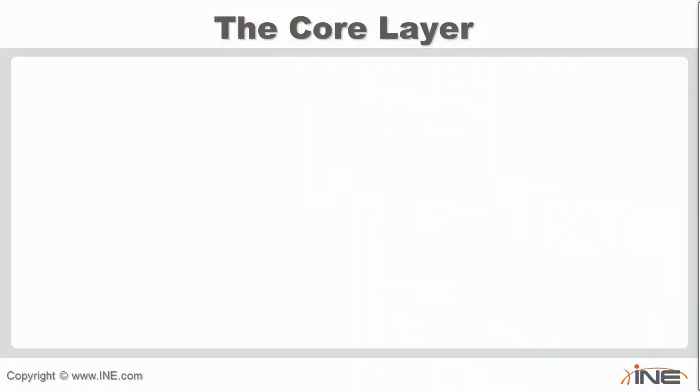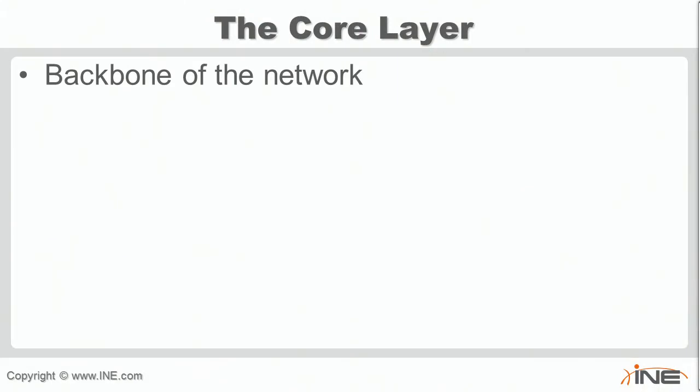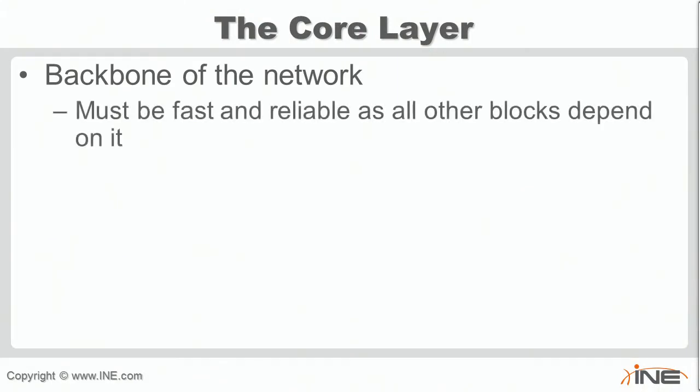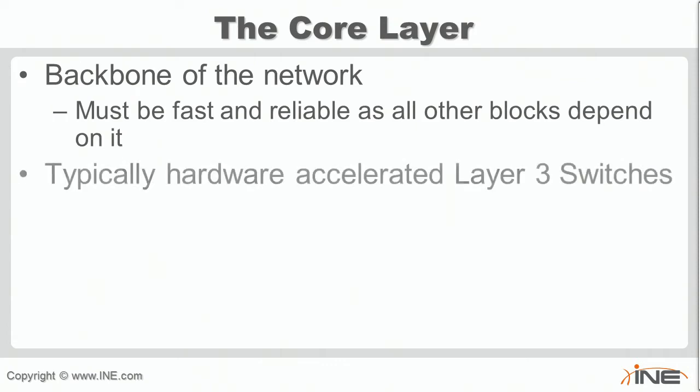Then lastly, we have the core of the network. This is what's also sometimes known as the backbone, where the idea behind this is that we want it to be able to forward just as quickly as possible and be as reliable as possible without having to run tons of software features. Most of the time, this is going to be our hardware accelerated layer 3 switches, like Catalyst 6500 or 7600 series router, or like the Nexus 5000 or 7000 switches, something that has lots of bandwidth capability and can just switch as quickly as possible between the different segments of the network.